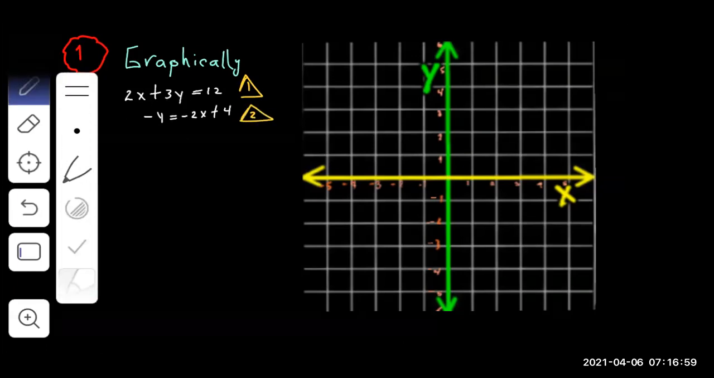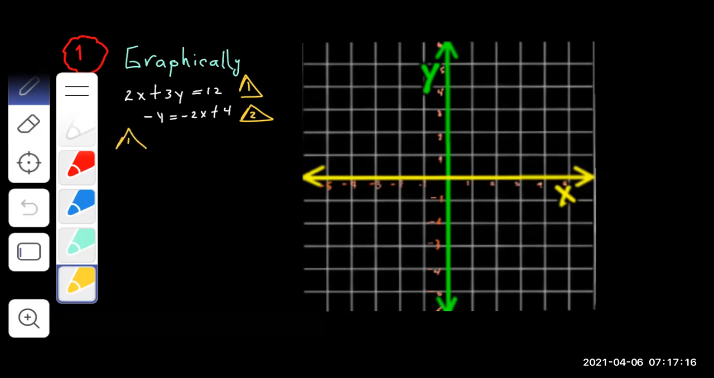Let's copy the first one, guys. We want to work separately. That's the idea, right? When solving graphically, we need to graph the first equation and the second equation separately in the same coordinate system. Let's start off with the first one.